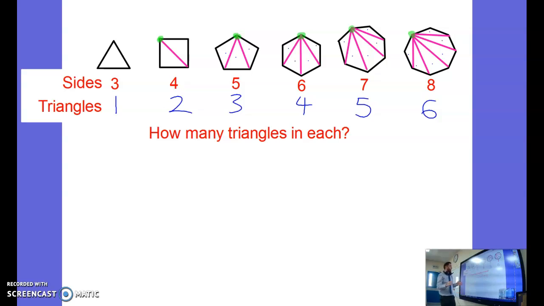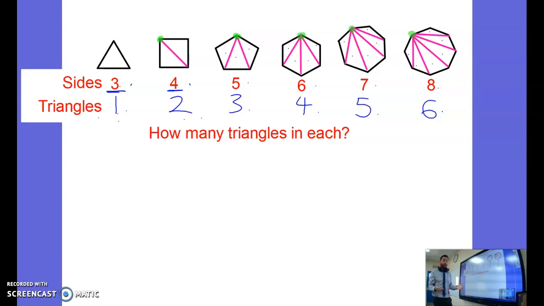And there is a pattern to this. If we look at the link between the number of sides and the number of triangles that we've made, you should be able to see that it is, in fact, have you spotted it? It's 2 less, 2 less, 2 less, 2 less, 2 less. So if we know the number of sides of a shape, all we have to do is take away 2 to find the number of triangles.